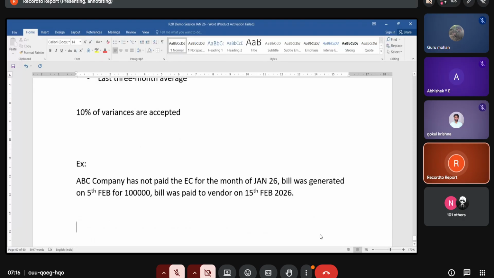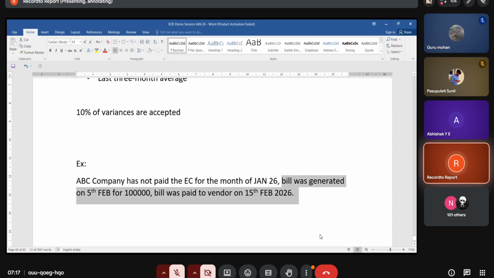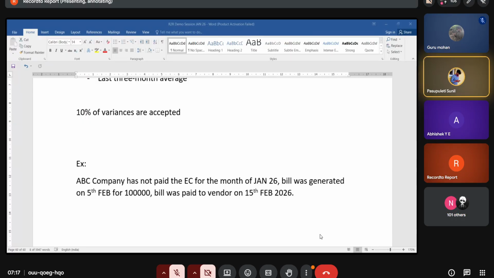So here, this is the question, guys. What is the question they have been given? It says that an electricity bill was not paid for the month of January. So do we need to book the electricity charges in the month of January or not? The bill is getting generated in February, but do we need to book the accruals in January? Is it required or not required, guys? It's required.